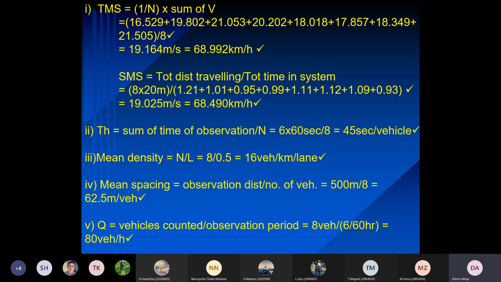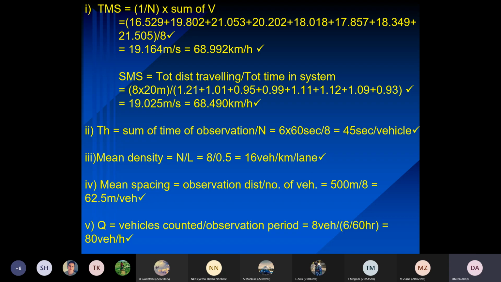There's the sum of your speed divided by the number of vehicles, which is 8 vehicles. And the formula will give you your speed in meters per second. The question required you to convert to kilometers per hour, giving you 68.992 kilometers per hour. Space mean speed is total distance traveled over the total time in the system.